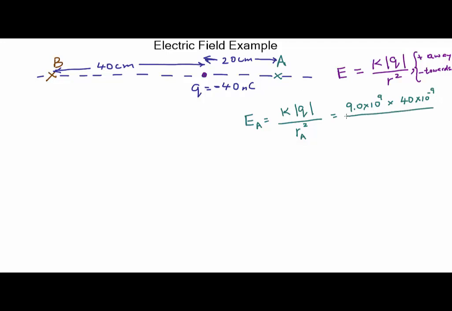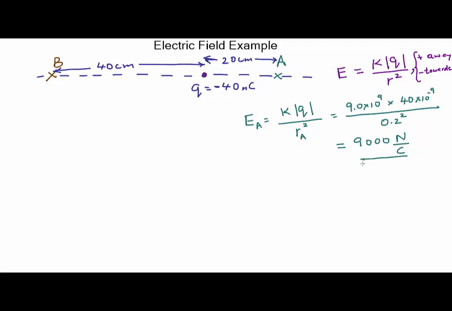And then I would divide by the square of the distance, and since the constant was given in Newton meter squared per Coulomb squared, I need the distance also in meters. So 20 centimeters is 0.2 meters, so I take 0.2 and then don't forget to square it. Okay, when you put all these into your calculators, you will get an answer of 9,000. And the units, after we cancel whatever we can from the units of these 3 numbers, would be Newton per Coulomb, which is the SI unit of electric field.